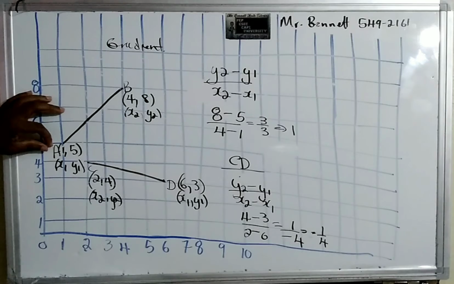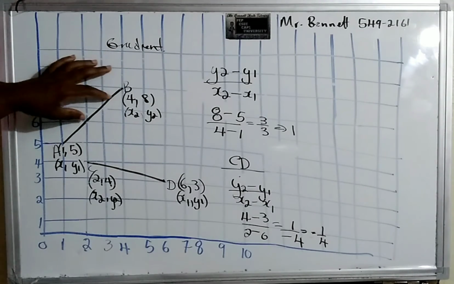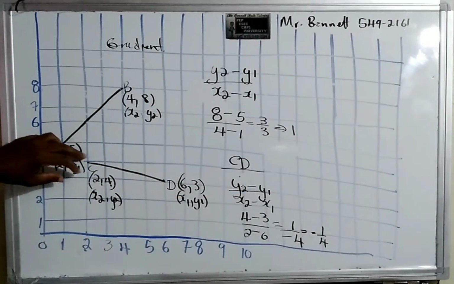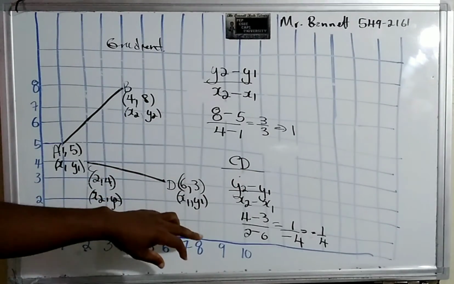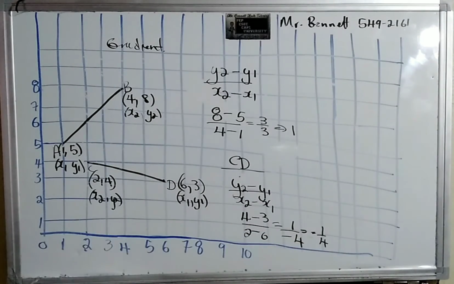Alright. So guys, what I want you to do for me now is to look carefully. When the line runs from left to right going up, we get a positive gradient. And when it's left to right going down, we get a negative gradient. Sometimes CSEC will actually ask you about that, but what you can do is take the 2 points, work out the gradient, and then you can decide if it's positive or negative.